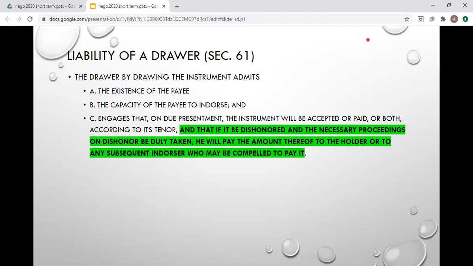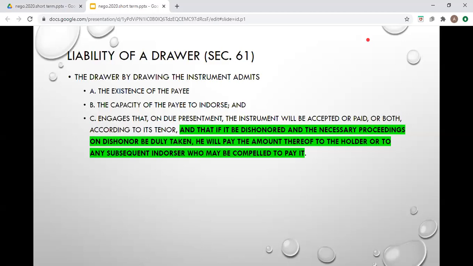Or in a situation whereby the drawee neither accepted nor paid the instrument. In those instances, there will now be what we call dishonor of our instrument. Either dishonor by non-acceptance or dishonor by non-payment. So, if there has been dishonor already, if there has been a violation of the drawer's warranty that the instrument is accepted or it will be paid or both accepted and paid, does it mean then that our drawer is now liable? This is what I've been telling you a while ago.